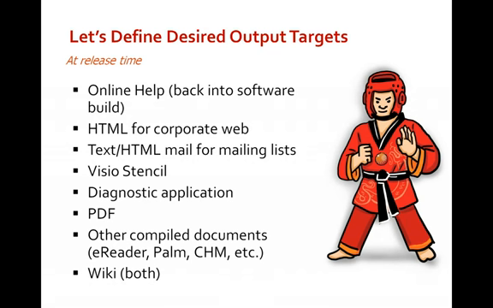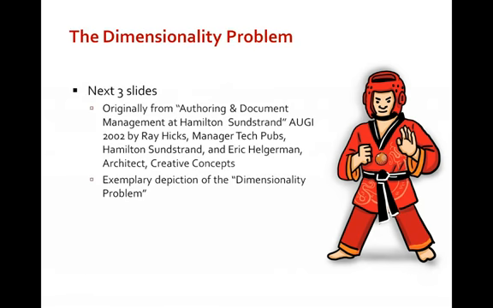There's PDF if you're also publishing print. There's other compiled formats: e-reader, ebook, Palm, Mobi, anything else. And then there's the wiki, both your corporate site and your customer addressed site. So this is a lot of things to have to target.